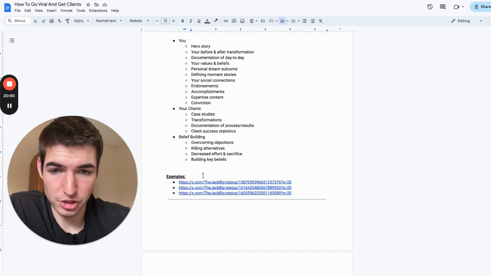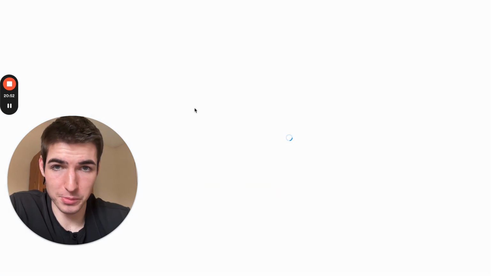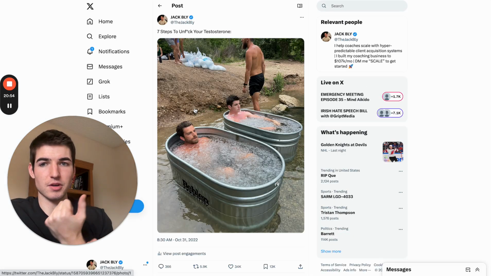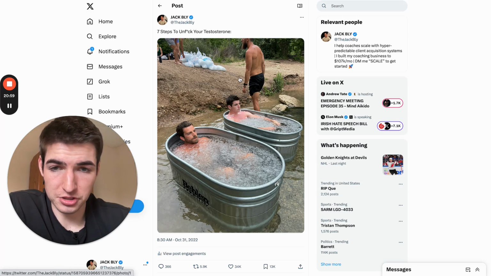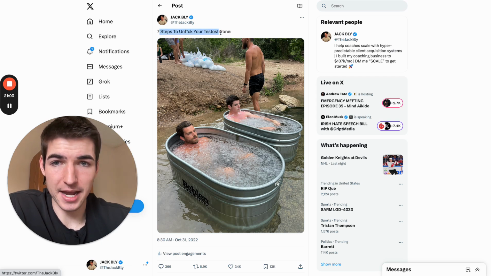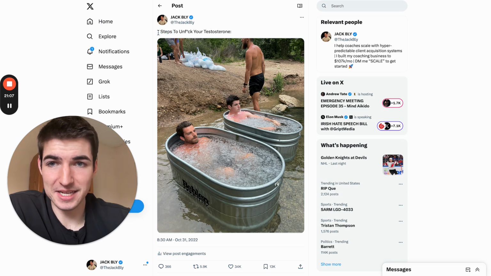I'm going to show you some examples to break this down a little bit more. So let's see. The first one, I showed you this before. I want to break this down: what are we doing here to actually grab attention? We talked about the photo being the pattern interrupt. We also have this headline. What are we doing here? We're doing the open loop. We're saying 7 steps.